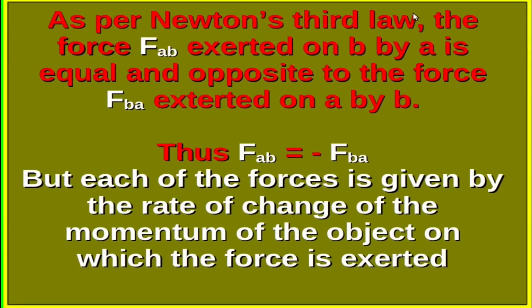As per Newton's third law, the force FAB exerted on B by A is equal and opposite to the force FBA exerted by B on A. Thus FAB is equal to minus FBA. But each of these forces is given by the rate of change of the momentum of the object on which the force is exerted.